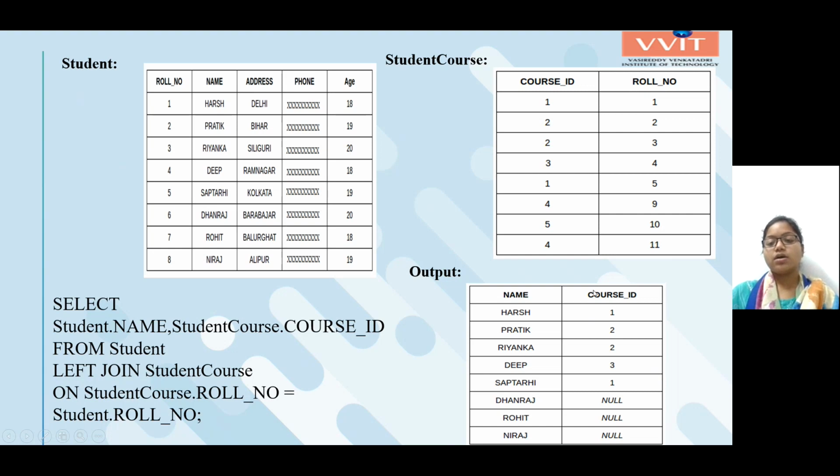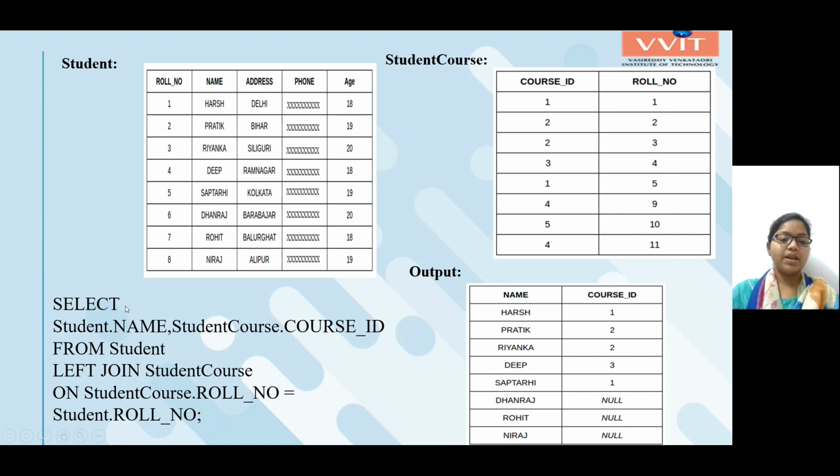Here as I have shown, 1, 2, 3, 4, 5 corresponding course IDs and the names of the students are written to the output. Next 6, 7, 8, Dhanraj, Rohit and Neeraj are also written from the left table because this is a left join, right? So all the rows of the left table are written to the output.